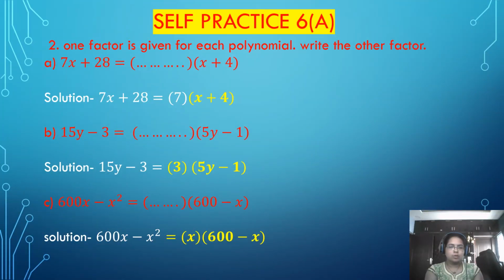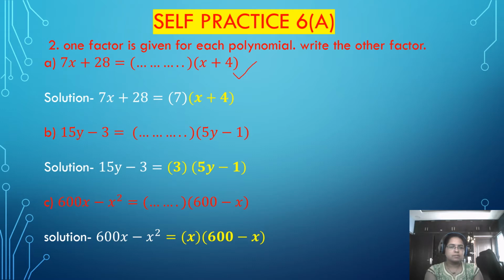Now we solve question number 2. Question number 2 is one factor is given for each polynomial. Write the other factor. First, a is 7x plus 28, here dash multiplied with x plus 4. x plus 4 multiplied with dash we get 7x plus 28.